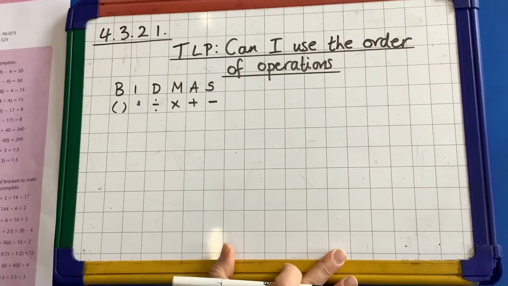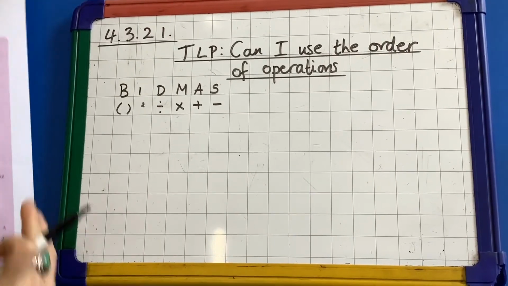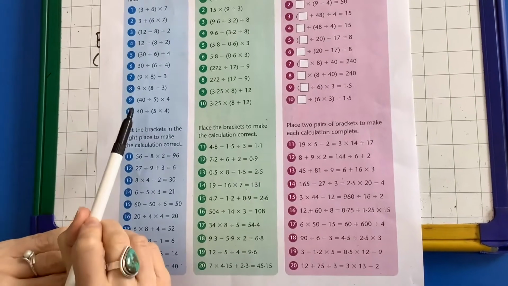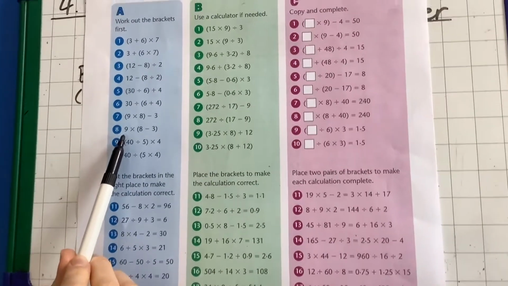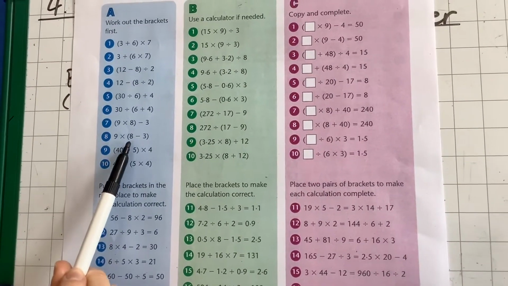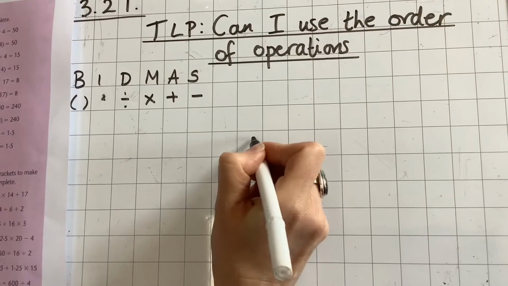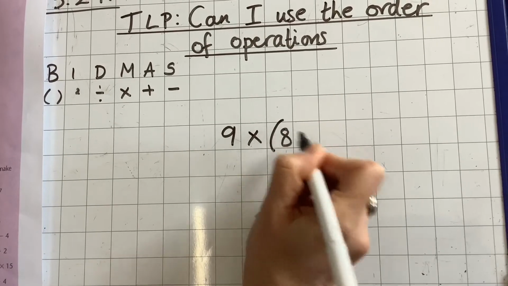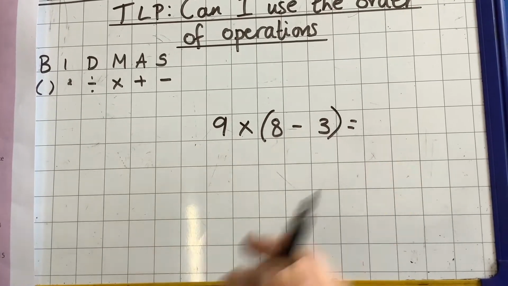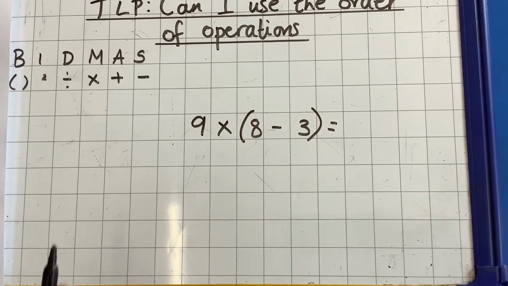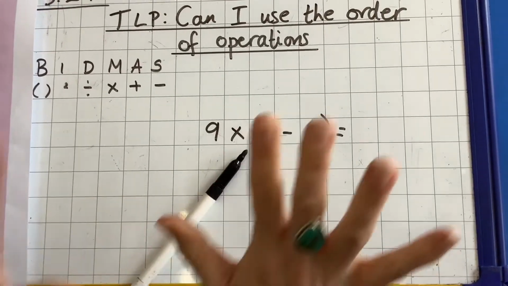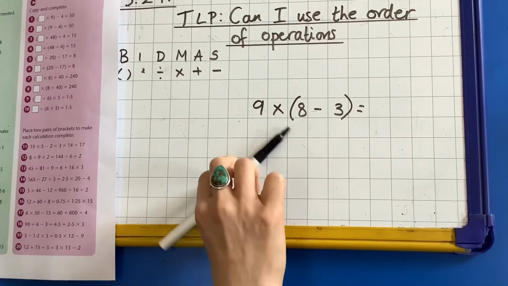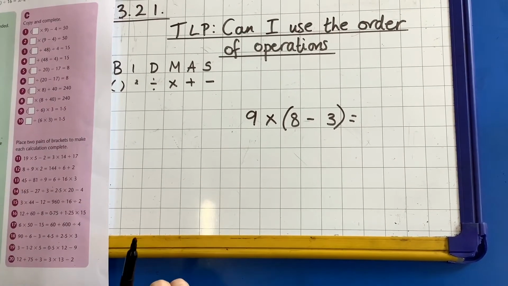Right, let's have a look at another one where I've got to do slightly more. I've got 9 times, 8 minus 3 in brackets. So 9 multiplied by 8 minus 3. If I did 9 times 8 first, with my 9s trick, I'd have 72, take away 3 would give me 69.